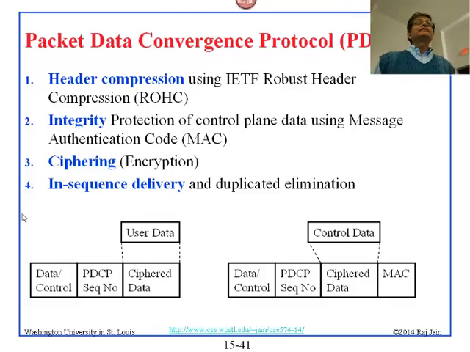Ciphering is another name for encryption. So this one will encrypt. Again, the key is required, which is exchanged with the other side, and then you encrypt everything, and it is decrypted at the other end. Then in-sequence delivery and duplicate elimination. So everything is numbered, and everything is delivered in the order in which it was received from the sender. And if there is something received twice, it is removed. So this is very simple. Basically, this layer is security and integrity.